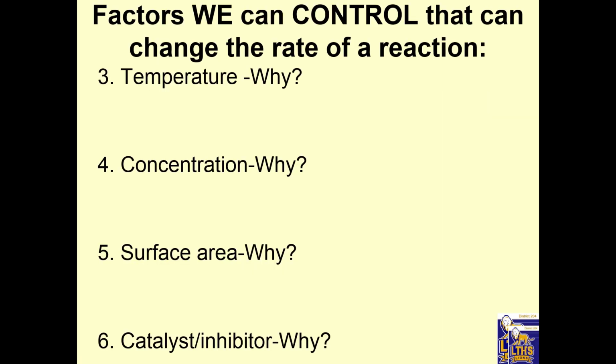Okay. Factors that we can control that can change the rate of reaction, temperature. Okay, so we can control how hot we put the reactants at, or how cold we put them at. Okay, so why? So higher temperature means more kinetic energy, and so then that's going to make more collisions with more energy. So that's going to make a faster rate. And then vice versa, right? Okay, the opposite for slower. Okay, so temperature. Remember, we have to think about collisions.